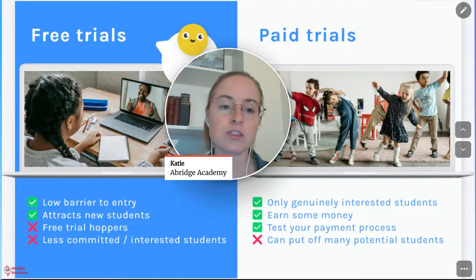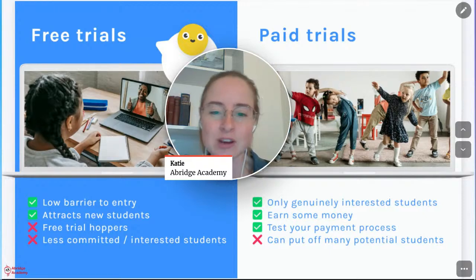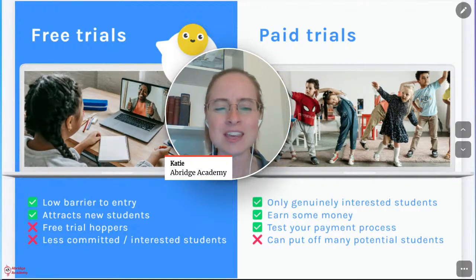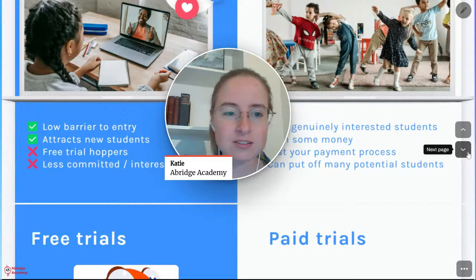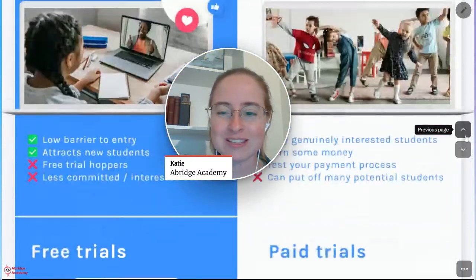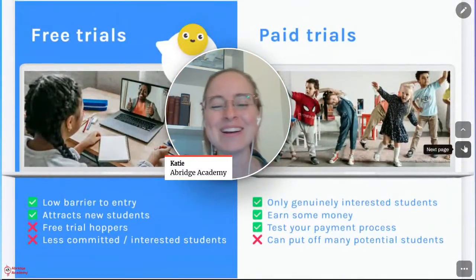Also, it's worth looking at your data and your statistics. If you're doing loads of free trials and none of them are converting, try and figure out why and consider a different approach. And as we hinted at already in the chat, these are not the only two options. So you may be thinking, well, I don't want to do free stuff, but I'm not quite at the point where I feel confident charging the full price, because I charge a lot for my classes. Maybe I'm not that confident with that. There are, of course, a few other options that I'll tell you about in a minute.